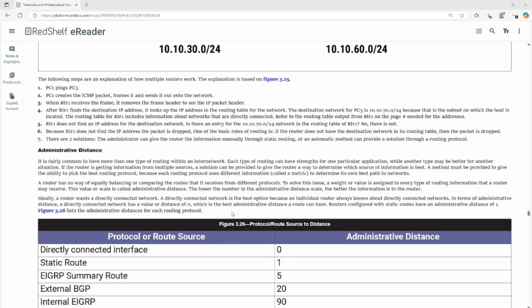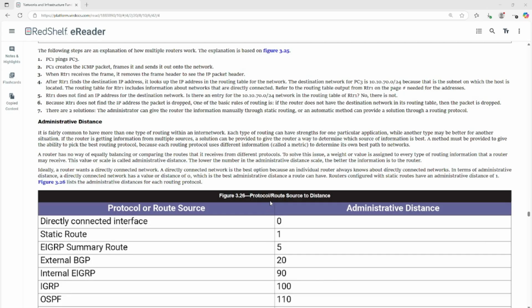Figure 3.26 shows a protocol or route source to distance.